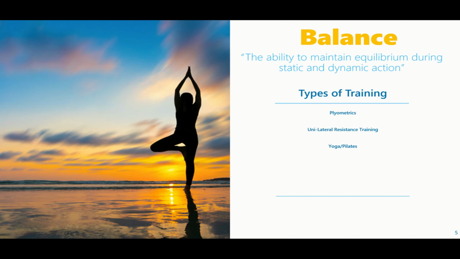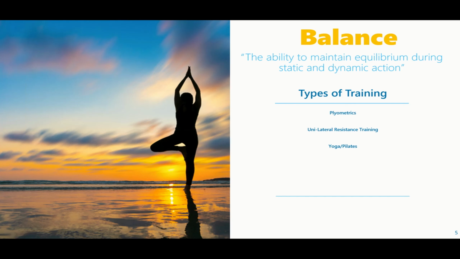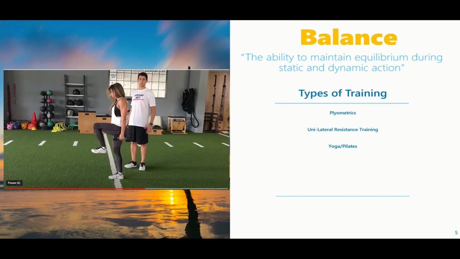When it comes to plyometric training, we could progress certain movements that involve jumping, and we could make them unilateral, where we're just bounding from one leg to the other, or we're simply just working on the landing aspect of that jumping exercise, where we're trying to stick the landing and trying to maintain equilibrium.